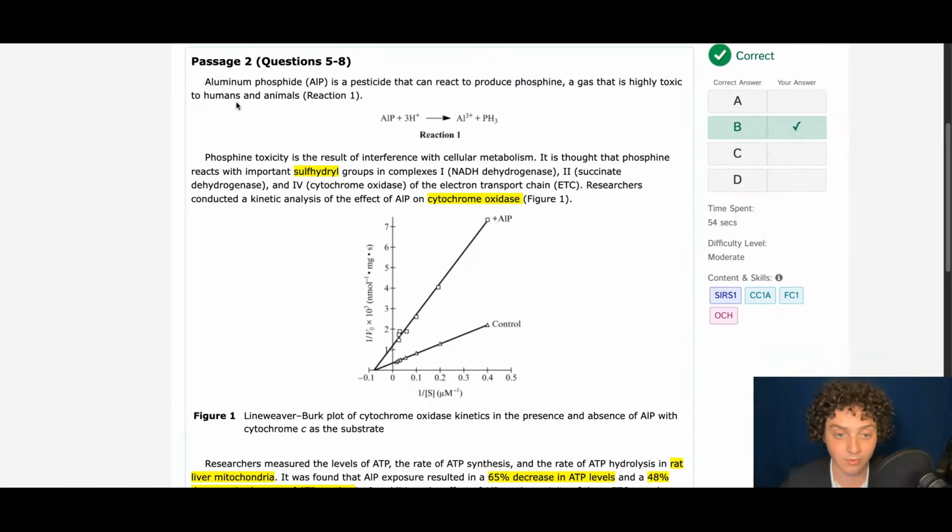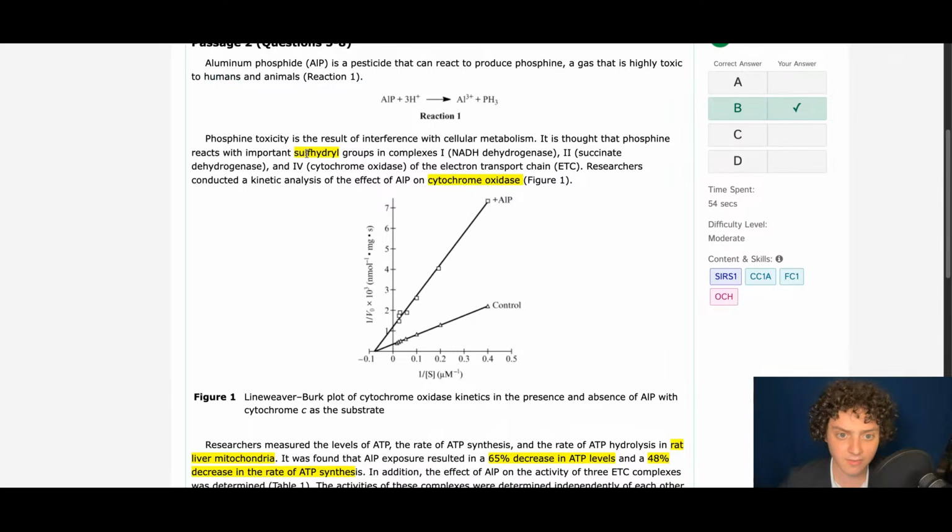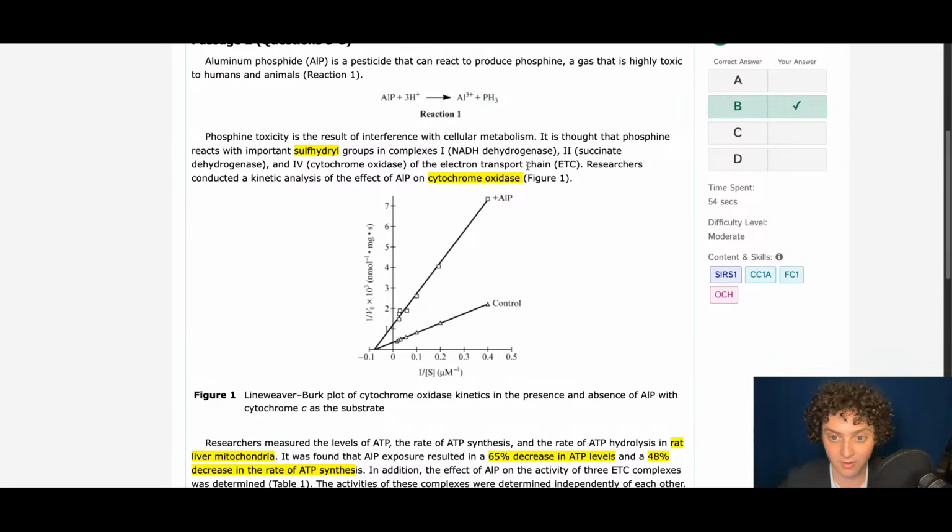It is toxic to both humans and animals. Okay. Phosphine toxicity is the result of interference with cellular metabolism. It is thought that phosphine reacts with important sulfhydryl groups in complex 1, NADH dehydrogenase, so that's another name for complex 1. Complex 2, succinate dehydrogenase. Complex 4, cytochrome oxidase of the electron transport chain, ETC.